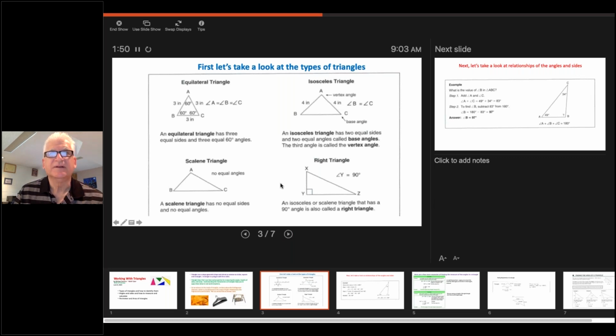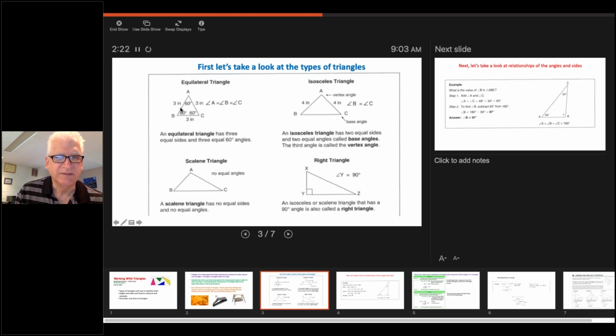So let's take a look at the different types of triangles. These are the four basic. There are more, but I just want to take a look at the four basic ones here. An equilateral triangle, as you can see from this graphic, has three angles all of equal measure. So the 60 degrees shown here, that's the measure of the angle. And this triangle is depicted by the letters A, B, and C. So A refers to this angle, B refers to this angle, and C refers to this angle.